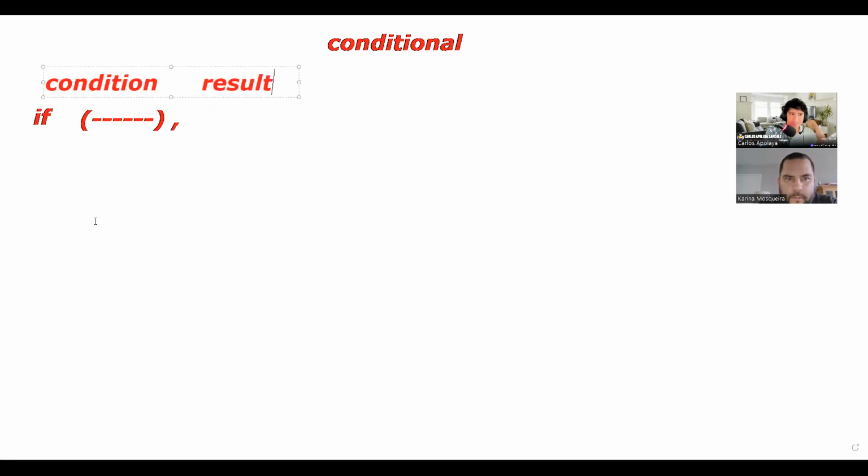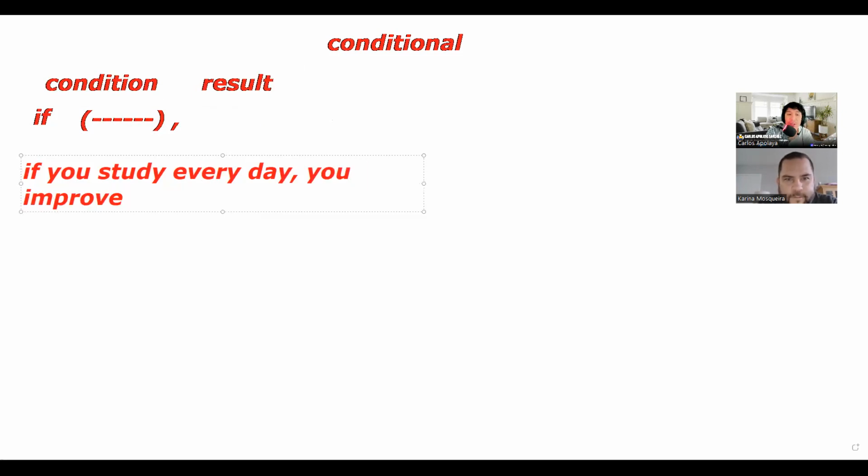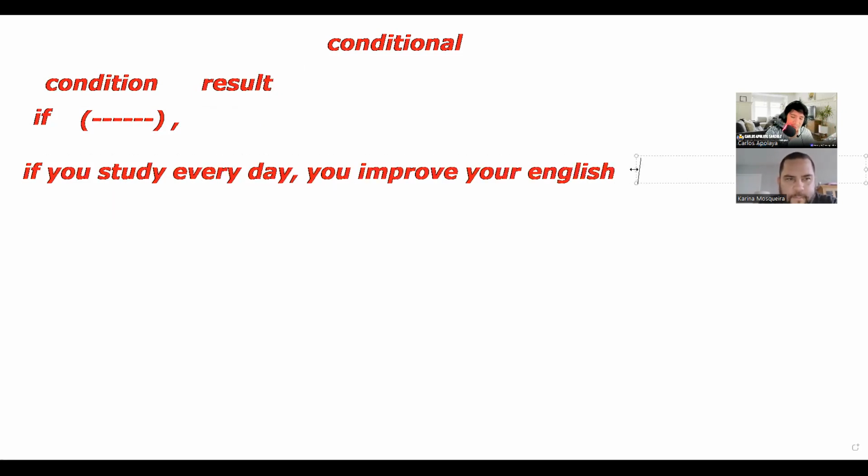So for example, what happens if you practice? What is the result? If you study every day, what happens? This is the condition. If you study every day, you learn fast, or you improve your English. Is that true? Yes. If you study every day, you improve your English. So this is a real situation with a real result. Real and real, right? Yes.